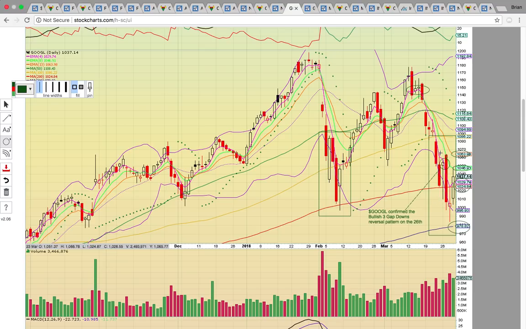And yeah, you can see here it did confirm the bullish three gap downs. It had formed one, two, three gap downs, and this white candle confirmed it. Now it's trying to still confirm, but then it did have this red candle here. The bottom line is, let's just get back above resistance.